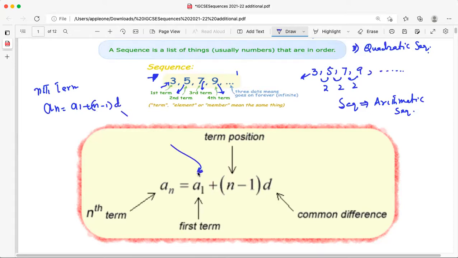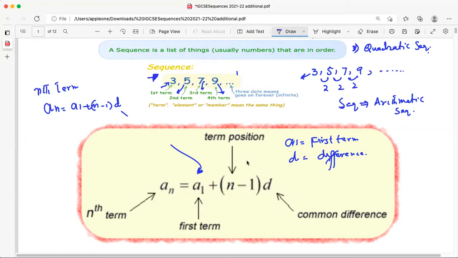Now, what is a1? a1 is the first term. You can see that's the first term. And d is the difference. Now n is basically the term position.